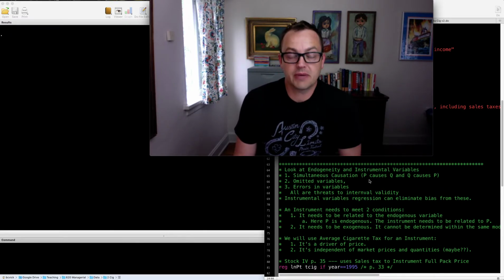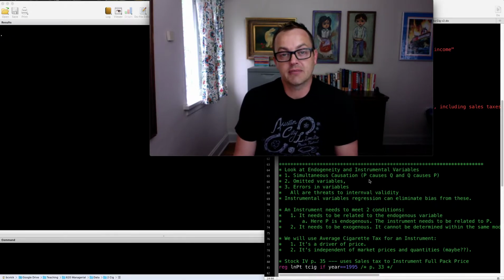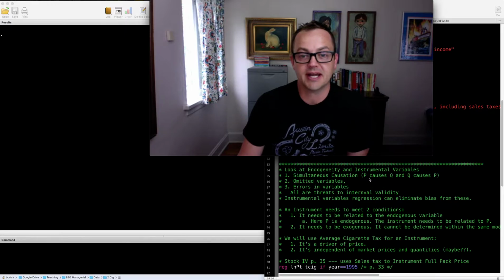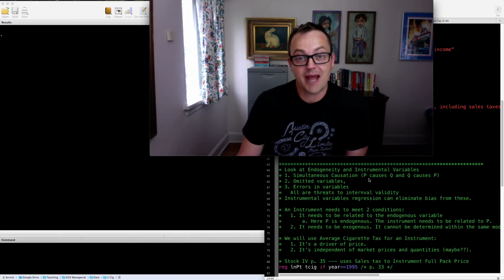So we're going to be looking at our cigarette data again, looking at demand curves because we're interested in the price elasticity of demand for cigarettes if we want to implement a tax. So this is problematic. You can have three reasons for endogeneity. The first is simultaneous causation.